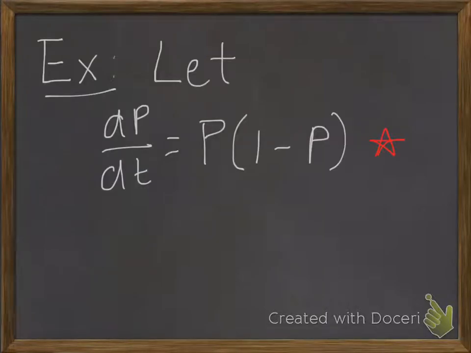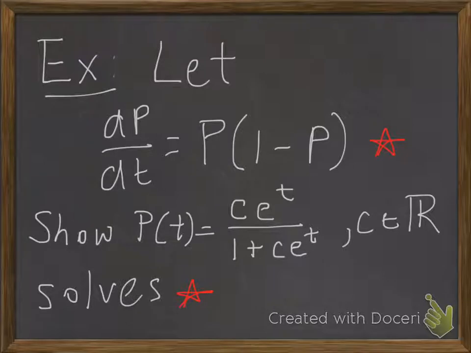In this video, we'd like to do the following example. Let's consider the Verhulst equation, dp/dt equals p times (1 minus p). And I'll just denote that equation by a red star. We would like to show that p of t equals the function c times e to the t over 1 plus c times e to the t, where c is some arbitrary real number, solves this differential equation.